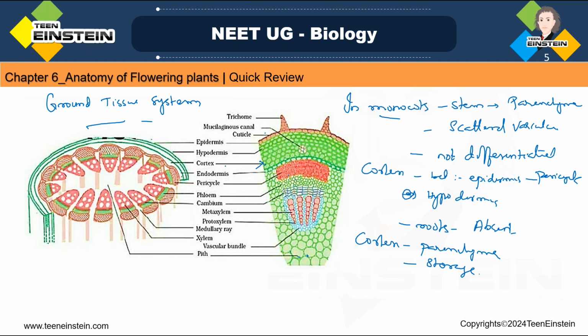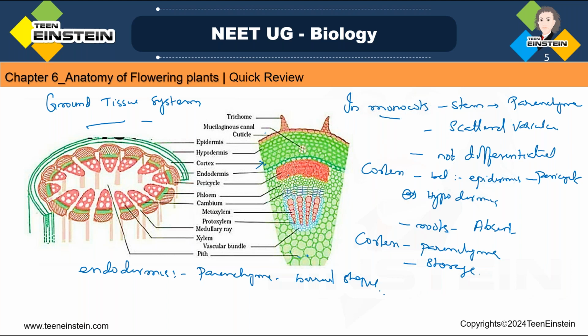Then the endodermis. Next comes the endodermis layer. Here you can see, just above the pericycle, the endodermis. Endodermis is made up of somewhat barrel shaped cells, and these cells are also parenchymatous cells. It has almost barrel shaped parenchymatous cells.